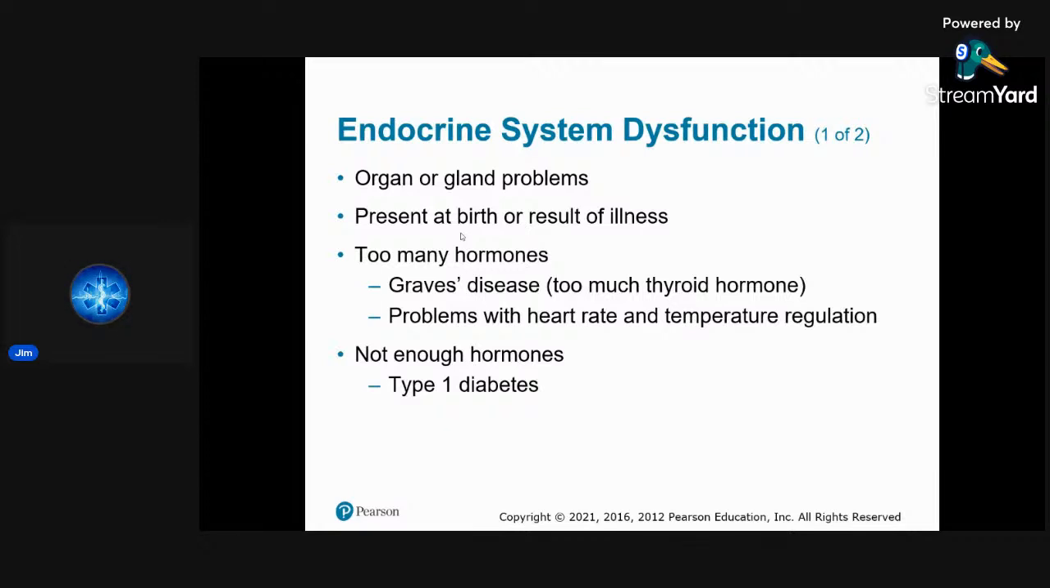You can have too many hormones, for example Graves' disease, which is too much thyroid hormone. These patients will have problems regulating their heart rate and their body temperature. Or you can have the flip side, not enough hormones, like type 1 diabetes, where you don't have enough insulin. You produce very little or no insulin. So you become a diabetic, type 1.